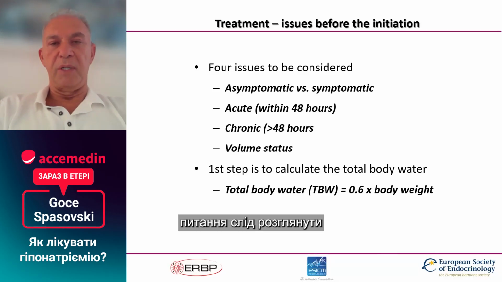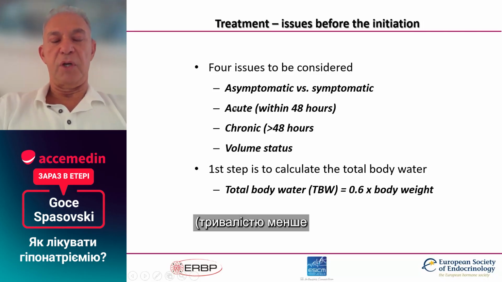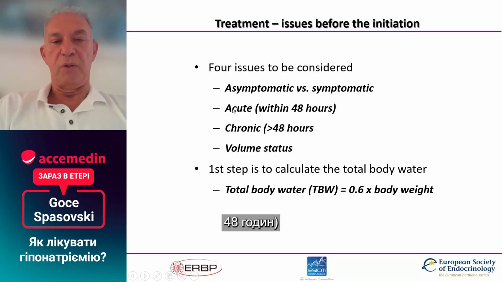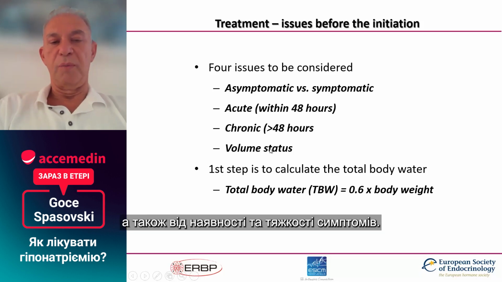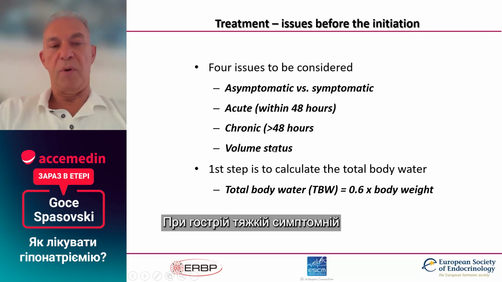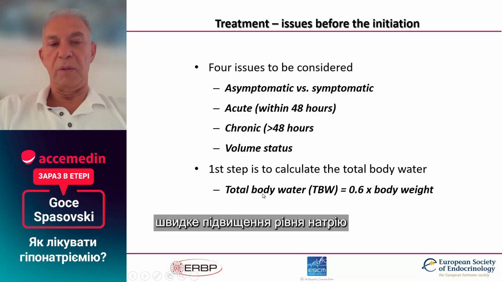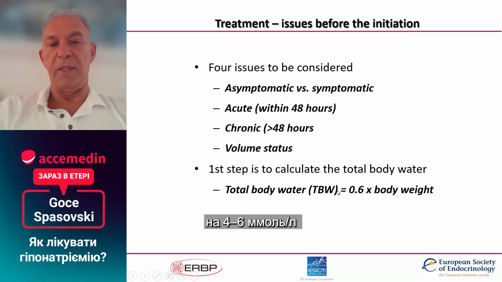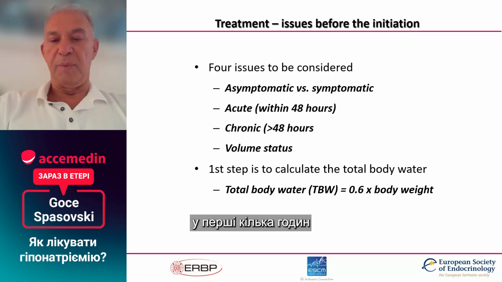Four issues should be considered before the initiation: whether it is an asymptomatic or symptomatic situation or disease, acute within the first 48 hours or chronic above 48 hours, and the volume status, euvolemia, hypovolemia, or hypervolemia. First step is to calculate the total body water, which is calculated according to this equation, 0.6 multiplied by body weight.